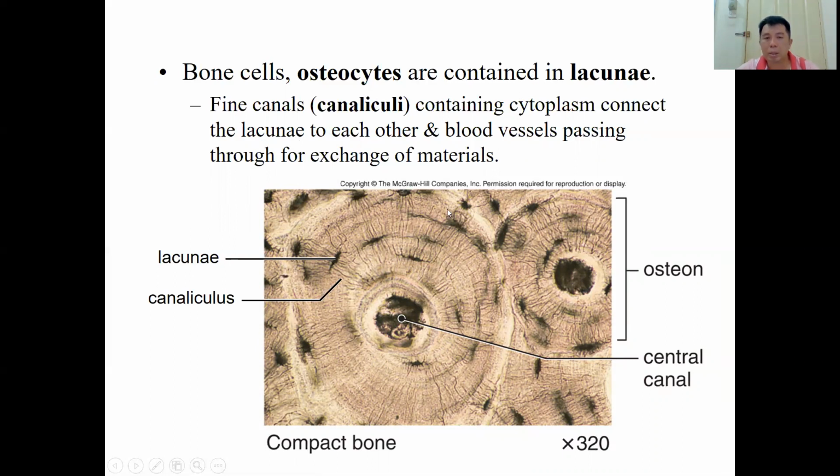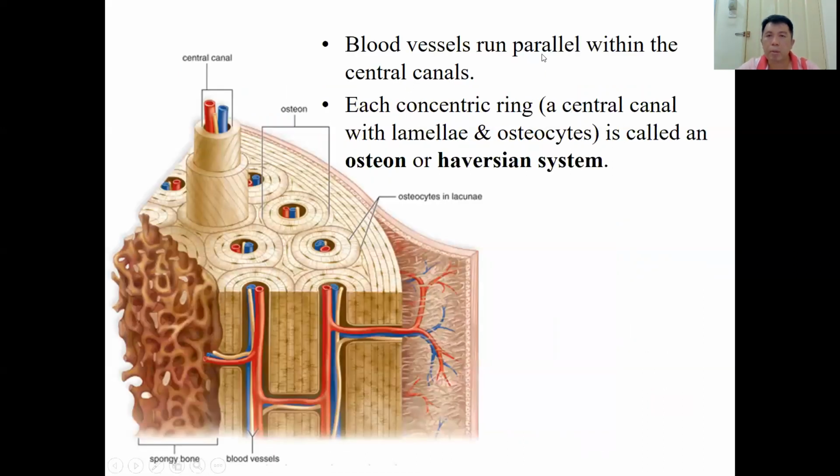And then this one, the concentric rings, the whole thing is known as the osteon, or we call it the Haversian system. Blood vessels run parallel within the central canal. From the central canal, you see they run parallel. Then each concentric ring of lamellae around the central canal with osteocytes is called an osteon. So here is one osteon, or we can call it a Haversian system.